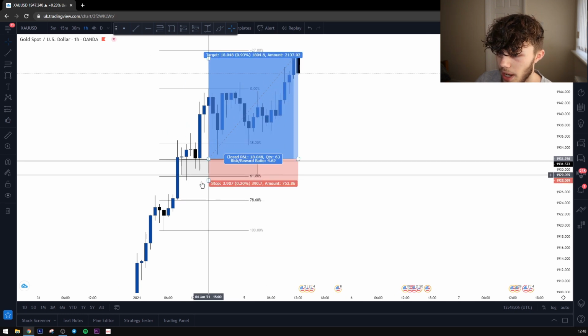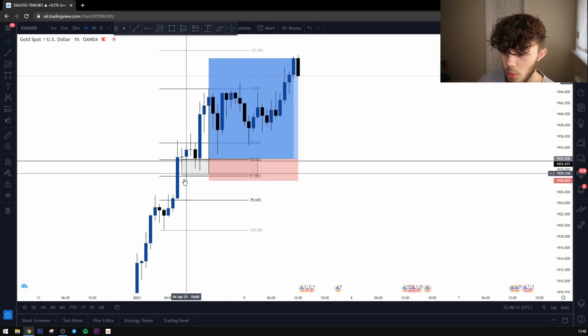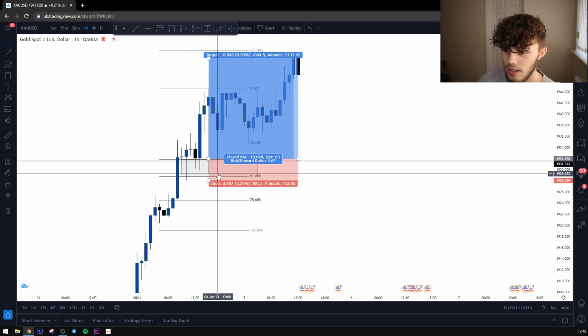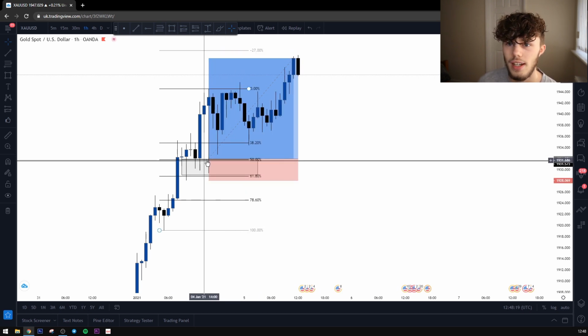So, we had the 61.8 area here. As you know, this acts as a key level. As you see, we've had a wick into this area, and this area between the 50% and the 61.8% is actually acting as a support currently. So this is an area where we see a lot of resistance, and price cannot actually break this level.